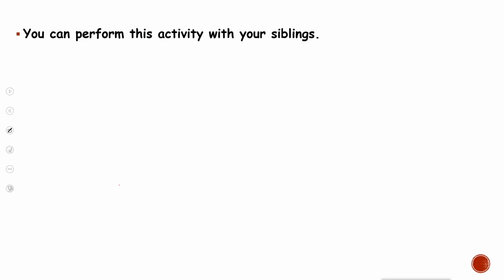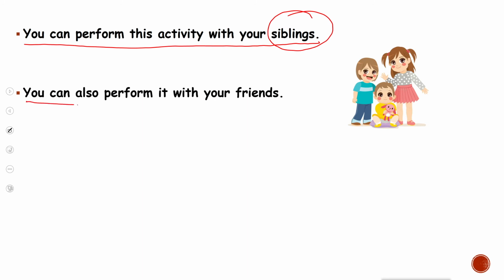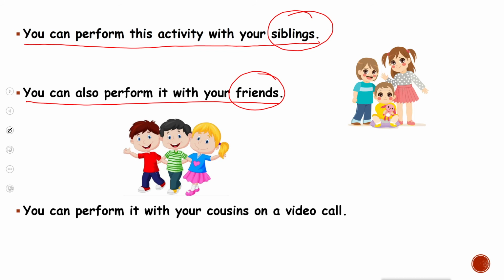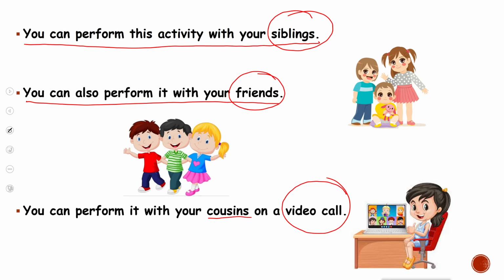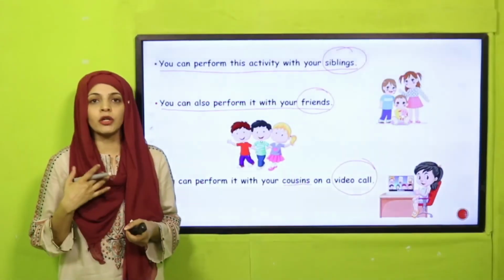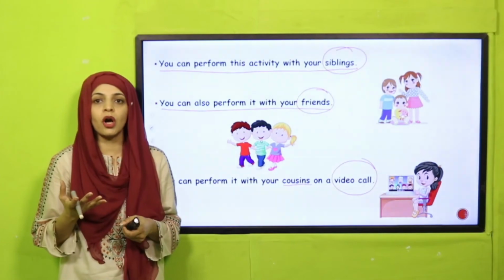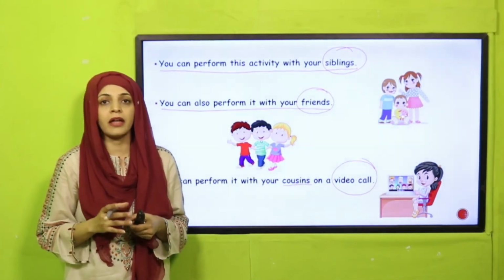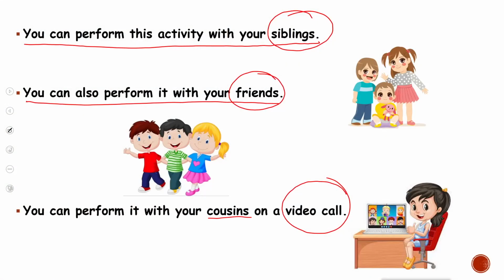You can perform this activity in different ways. You can also perform this activity with your siblings. You can perform this activity with your friends. You can also perform it with your cousins on a video call. How can you perform it on a video call? Call your cousin or your friend on a video call and then tell your name and your age. Say Assalamu alaikum first, then your name and then your age.